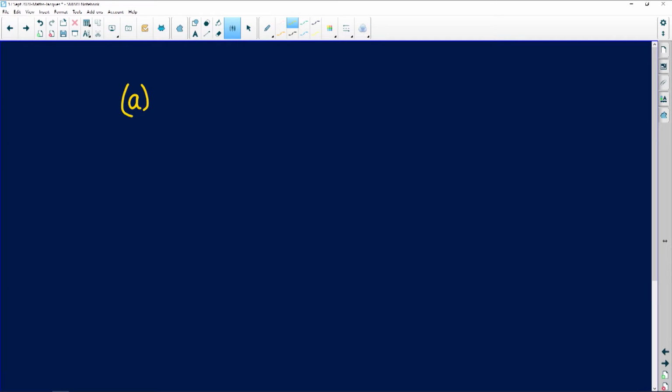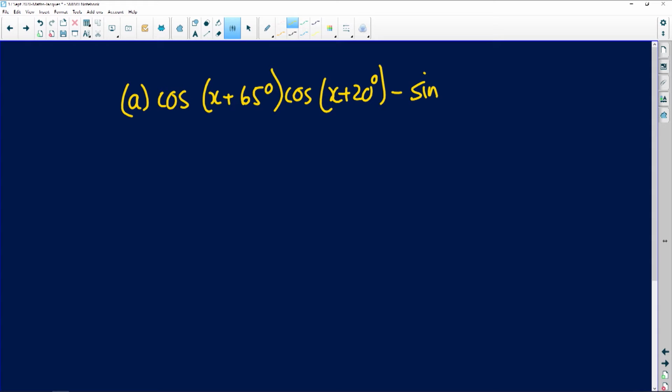The questions were given to us by Valentine Machejo, and I'm going to look at the first question. They say, simplify each of these without the use of a calculator. The first one is the cosine of (x plus 65 degrees) times the cosine of (x plus 20 degrees), minus the sine of (x plus 245 degrees) multiplied by the sine of (x plus 20 degrees).